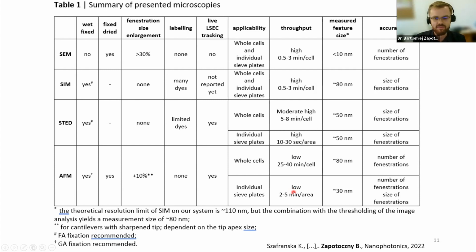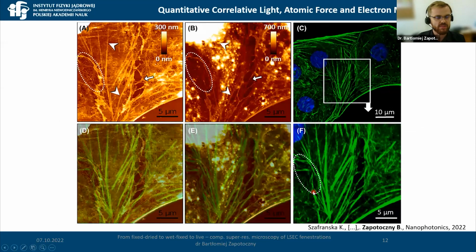But I think I don't have to convince you that AFM, of course, is the best technique, because it can be applied to living cells and also to fixed cells at any stage of sample preparation, and still provide great resolution at any of those points. But to be honest, it's really slow, so it requires a lot of measurements.